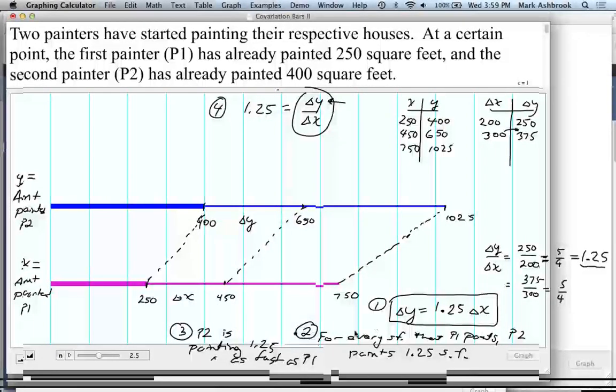So again, obviously very closely related, but a slightly different way of looking at it. That's also called relative size. It's the size of the additional amount painted by painter 2 relative to the amount painted by painter 1. So there's this relative size of additional amount painter 2 to painter 1. It's always 1.25.